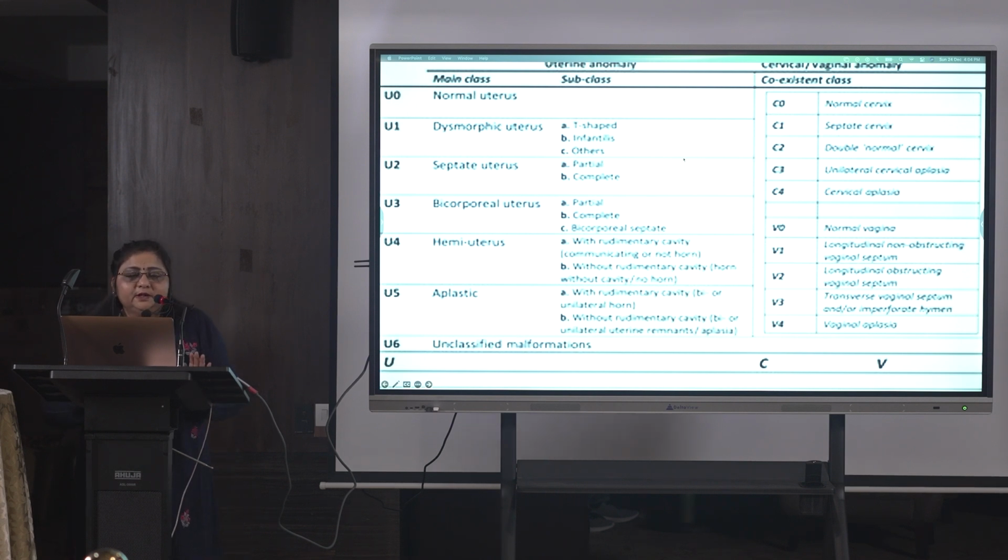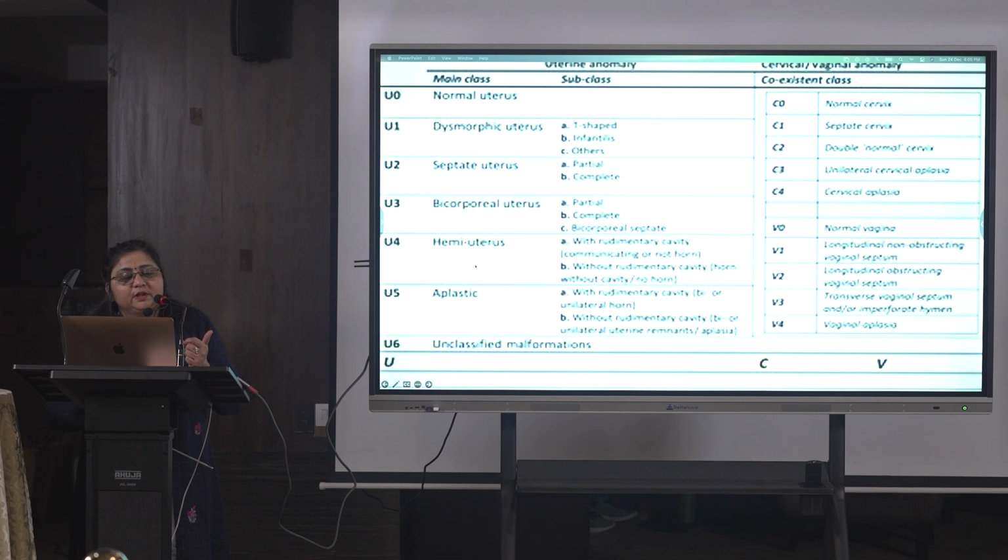So now, coming to it, first I gave the American Fertility Society classification. Now this is the European Society of Human Reproduction and Embryology and European Society for Gynaecological Endoscopy, the ESHRE/ESGE classification. This also became very popular, and it included the normal uterus as class U0. Then U1 is dysmorphic, which contains a T-shaped or small uterus, hypoplastic, infantile. Then the second class was the septate uterus, partial and complete. Then the bicorporeal uterus with partial, complete and bicorporeal septate.